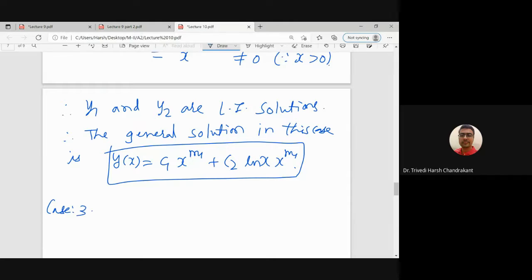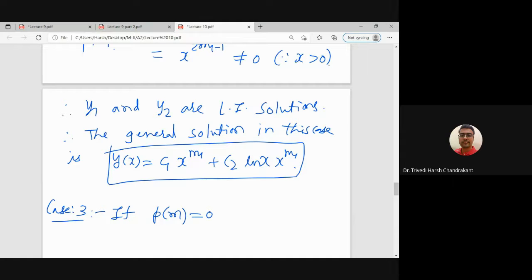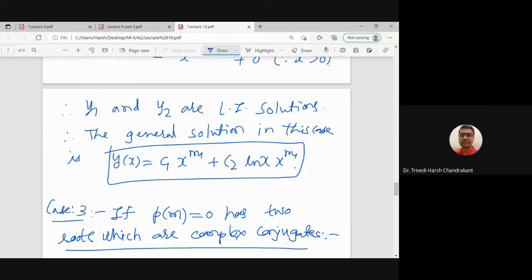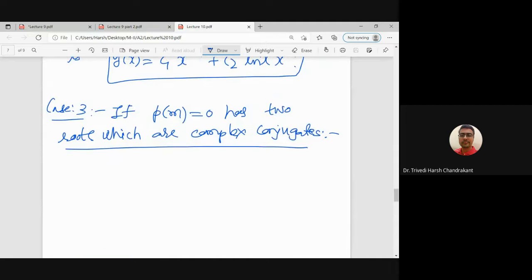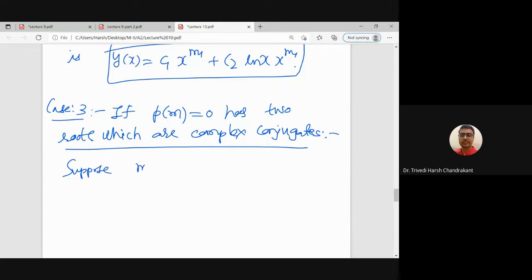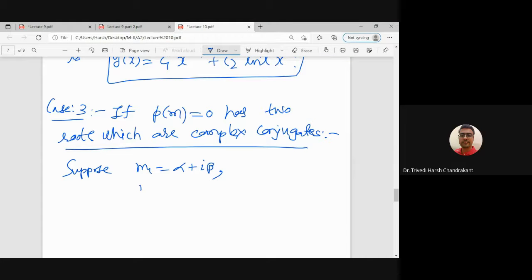Now the last case is regarding the complex conjugate roots. So whenever the characteristic polynomial of the Euler-Cauchy equation has two roots which are complex conjugate, that means the first root is of the form alpha plus i beta, and the second root is alpha minus i beta, where alpha and beta are real numbers.